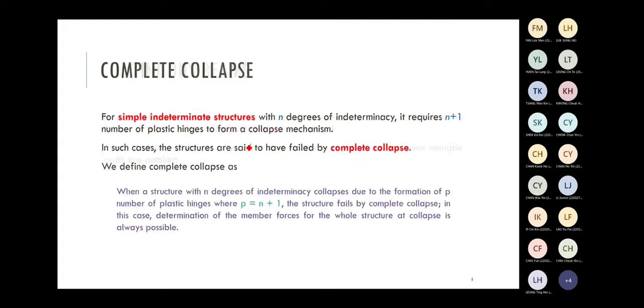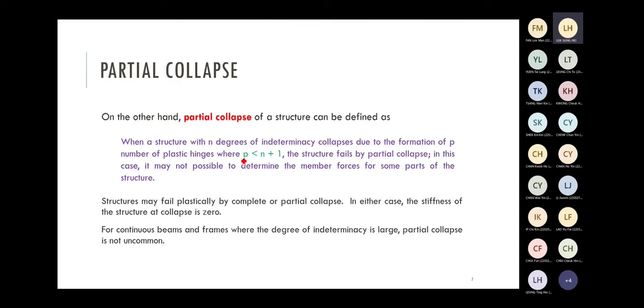Some concepts: this just explains what I mentioned before. If you have n degrees of indeterminacy for a structure, then normally n plus 1 plastic hinges are required to make the structure unstable under a plastic collapse mechanism. If the structure satisfies this requirement, you call this a complete collapse mechanism. But just like the previous example, this is not always true, because sometimes, especially for frame structures, the number of hinges required for collapse is less than the required number, n plus 1. For this scenario, we call that partial collapse. That means the hinge number is smaller than the expected value. This is quite common, especially when you are working with complex structures.